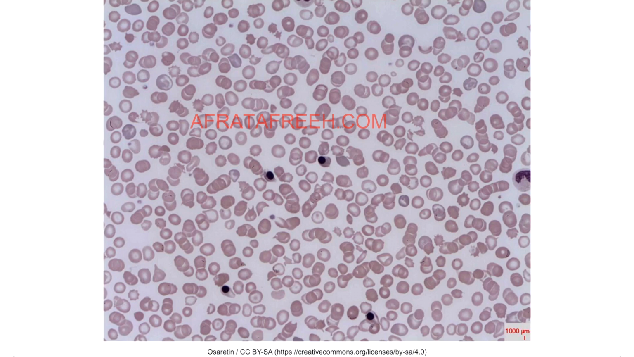This is an image of beta thalassemia major. Pay attention to the nucleated RBCs, for example right here, as well as the target cells, for example right here.